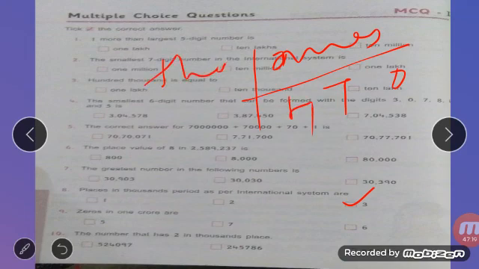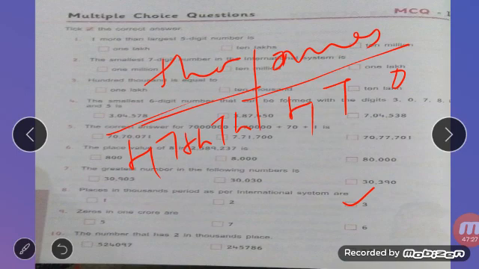Question number 8. This is the correct answer. Did you understand how? Because the first period is ones place. In ones, 3 are there: ones, tens, 100. In thousands also 3 are there: thousands, 10,000s, then 100,000. So the places in the thousands period are 3.